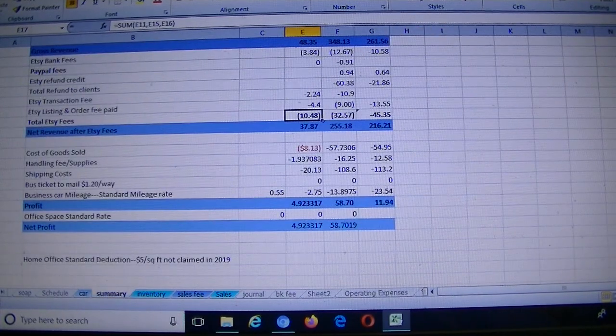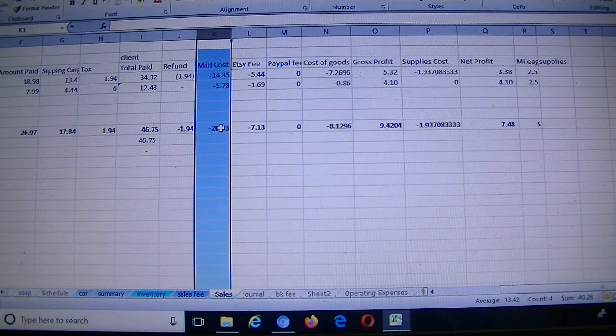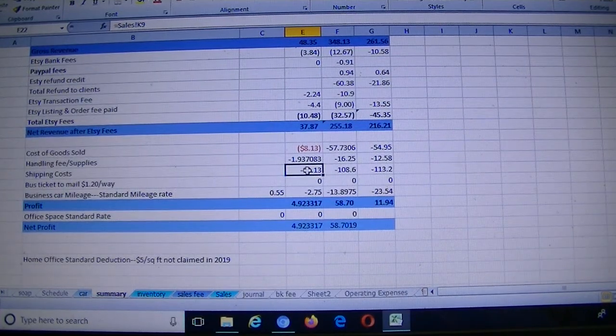So here, that's the handling fee supply. So I put it here, and shipping cost 2013, and that shipping cost you will find on the sales sheet. And I believe I call it mail cost. That's this one here, 2013. So I'll put it down here as well. And bus ticket, if I took the bus to go mail something, I'll put it down.